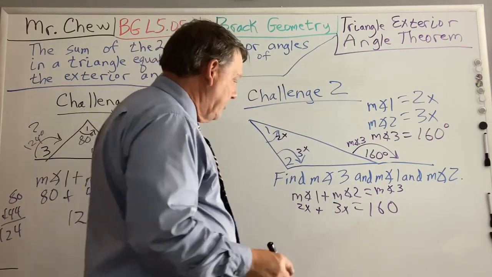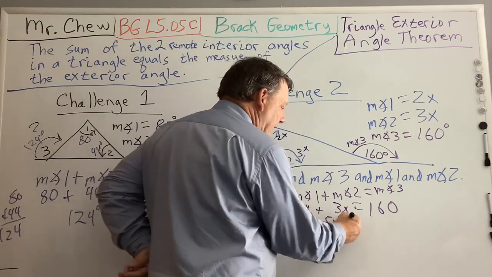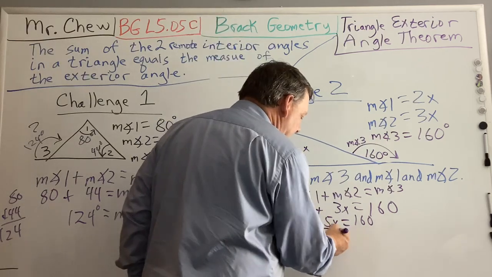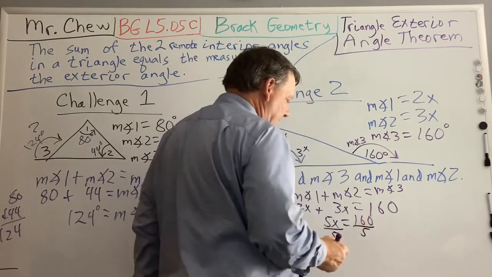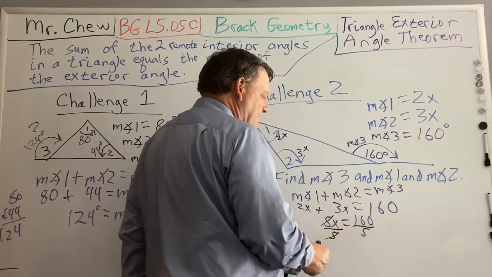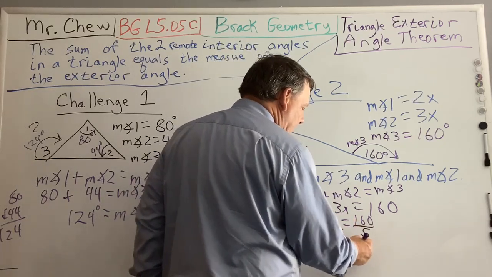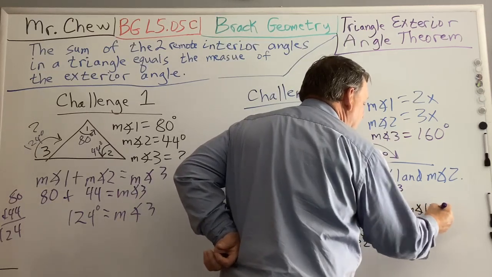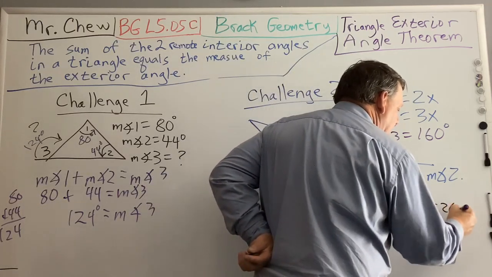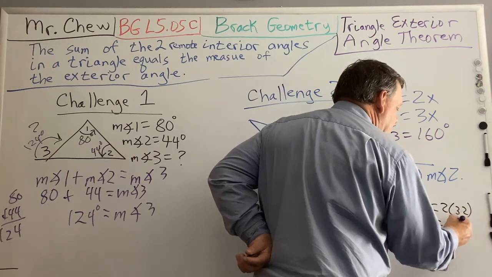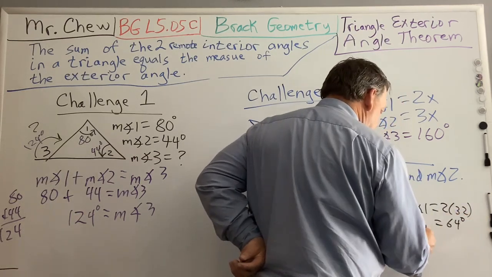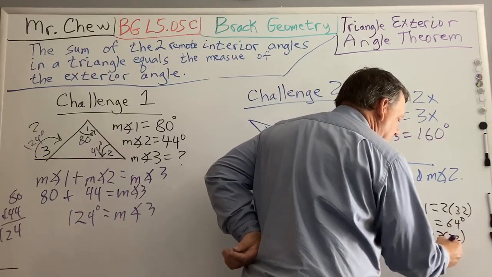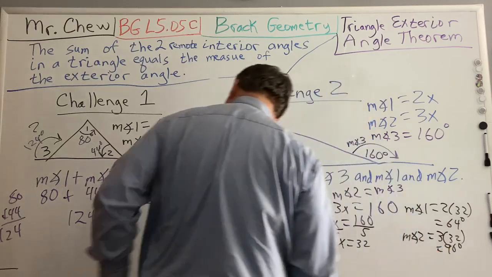And now we solve this using algebra. 5x equals 160. The way you solve that, you divide by 5. Divide by 5. This cancels. So x equals 32. And it wants you to find each angle. So the measure of angle 1 is 2 times 32, which is 64 degrees. And the measure of angle 2 is 3 times 32, which is 96 degrees.